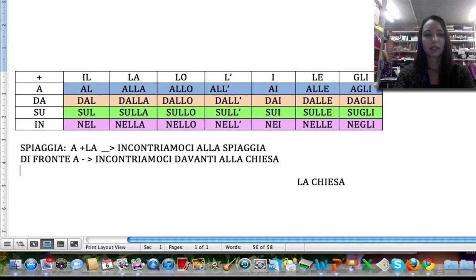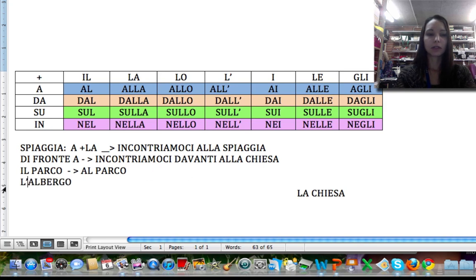How about we meet in front of the park? Incontriamoci, think of park: il parco. We need to combine that with a, quindi incontriamoci davanti al parco. Meet in front of the hotel. Hotel is albergo. What goes in front of albergo? L'. So let's meet in front of the hotel: incontriamoci davanti all'albergo.